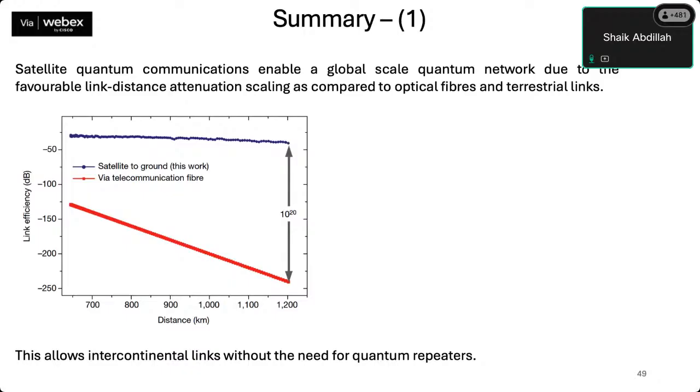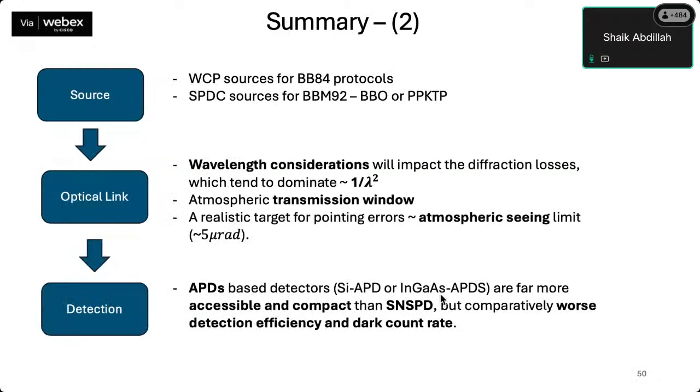And because of that, it acts as a good candidate that allows us to perform quantum key distribution experiments over intercontinental distances without the need for quantum repeaters. And the second summary is the anatomy of the satellite quantum mission.